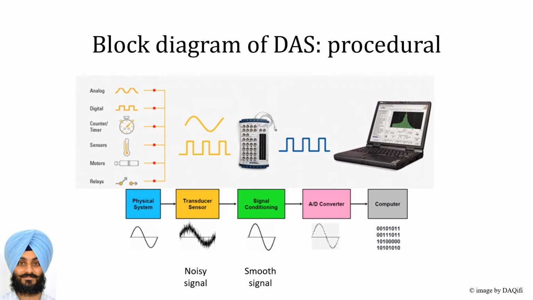The second one is the signal conditioning circuit, because we know the output of any transducer is a noisy one. To remove that noise, we need some hardware which will do the conditioning, like filtering or amplification, and convert the analog signal into digital, because the computer is only going to understand binary language. So we need to convert that analog signal into a digital signal. This is one of the important things. You should note down this block diagram.